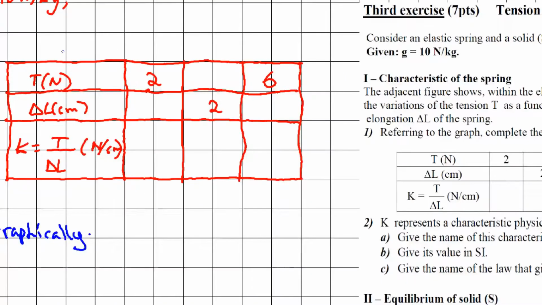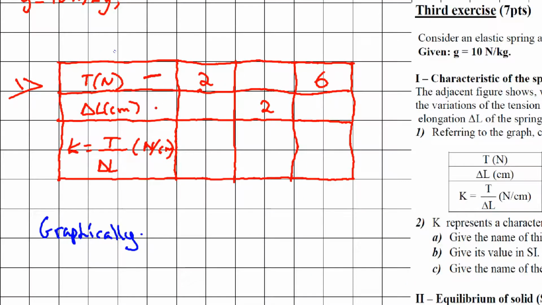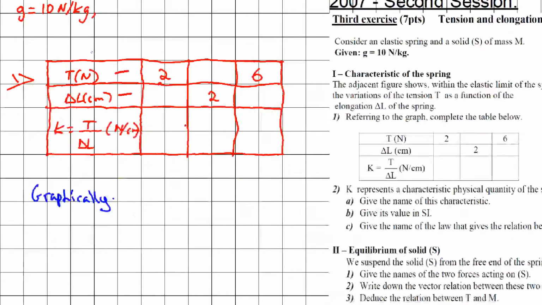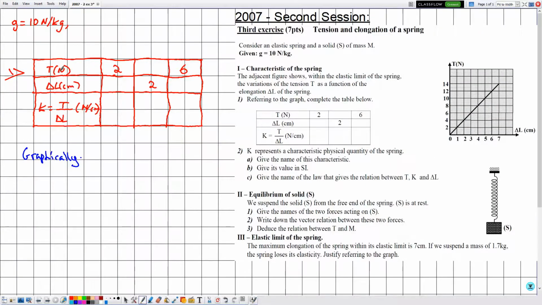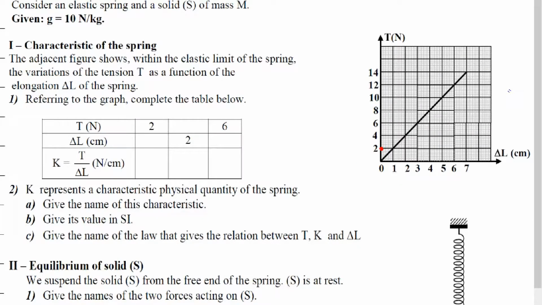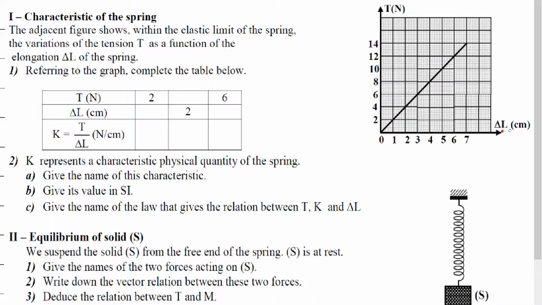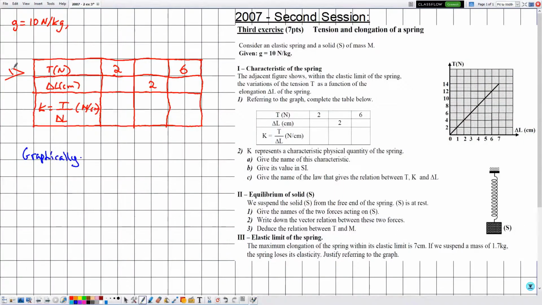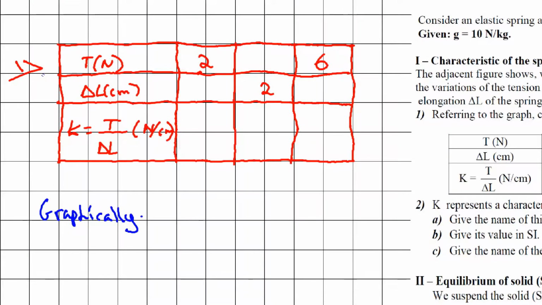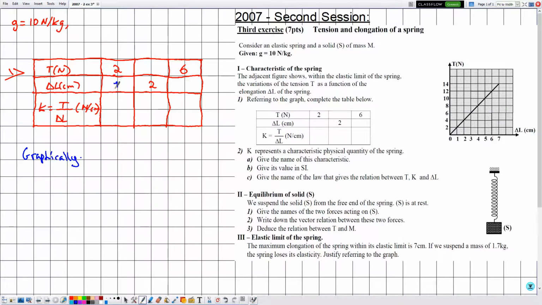Now we will complete the first 2 rows by referring to the curve. Then after we have completed the first 2 rows, we can determine K by calculation. So now when the tension is 2 newtons, this is 2 newtons, which corresponds to this point on the curve, which has a value of delta L equal to 1 centimeter. Here notice that delta L is in centimeters, which is the same unit as the table. So here we have 1, and this is done graphically.